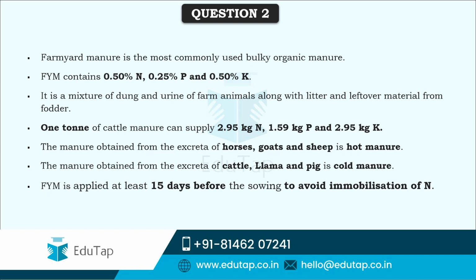And as you can see, this farmyard manure contains 0.5% nitrogen, 0.25% phosphorus and 0.5% potassium. It's a mixture of litter, leftover materials from the fodder in the farmyards, along with dung and urine of the farm animals. And 1 ton of farmyard manure can supply 2.95 kg of nitrogen, 1.59 kg of phosphorus and 2.95 kg of potassium.